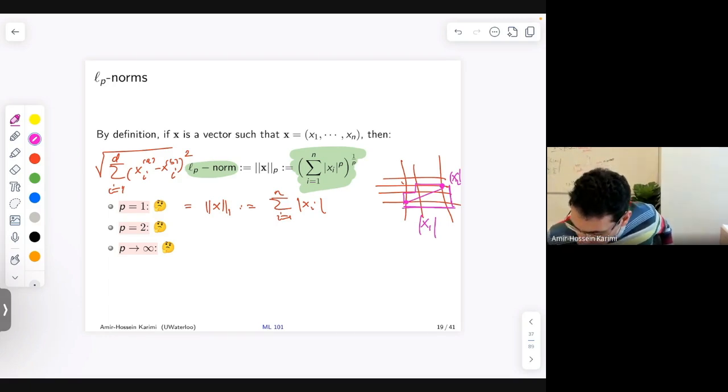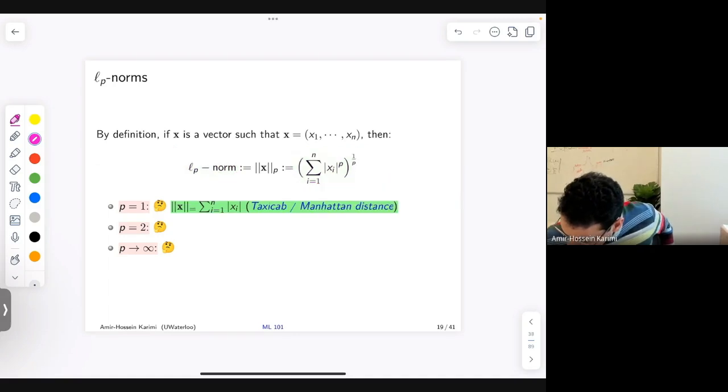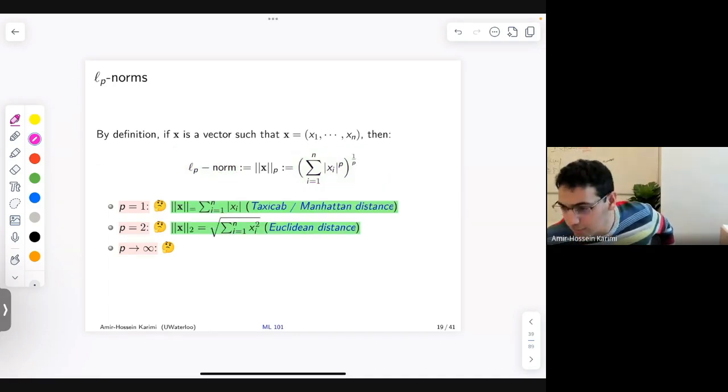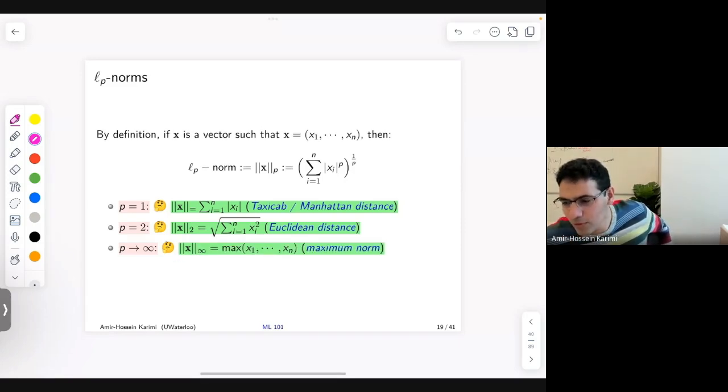Okay, so what about the 2 norm? The 2 norm we've already studied. It's just the Euclidean norm. And as p goes to infinity, we have something called the maximum norm. What is the maximum norm? The name is already giving us the answer. What does it mean for the maximum norm?